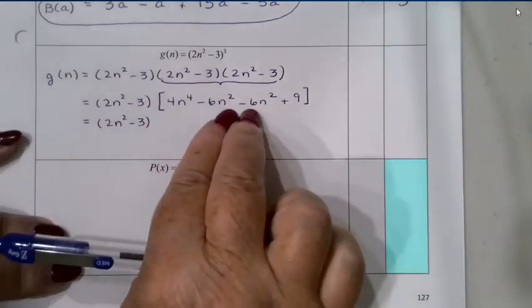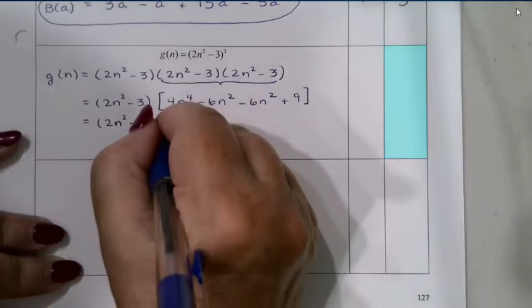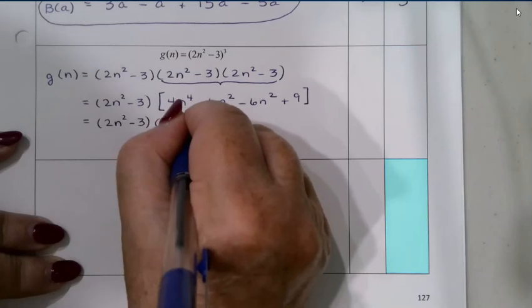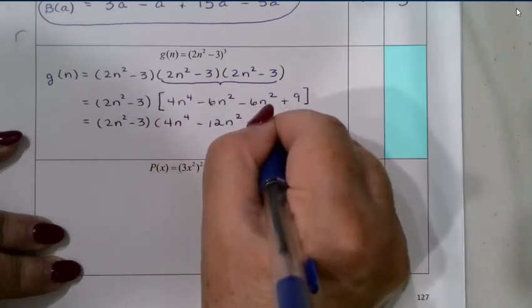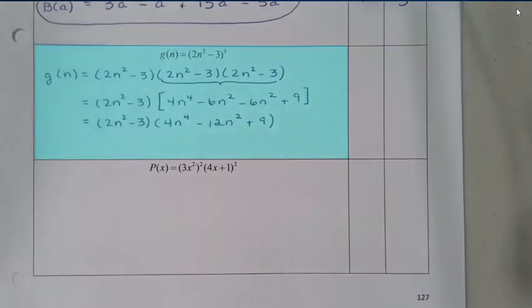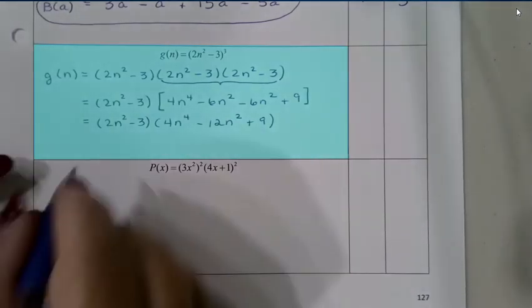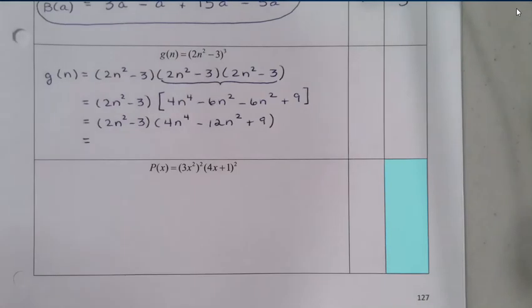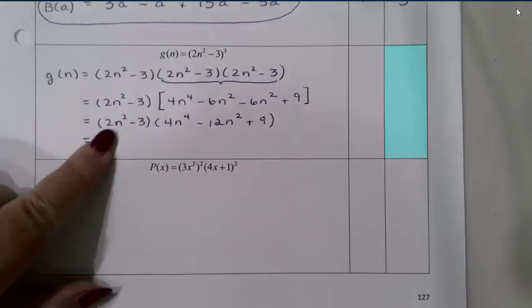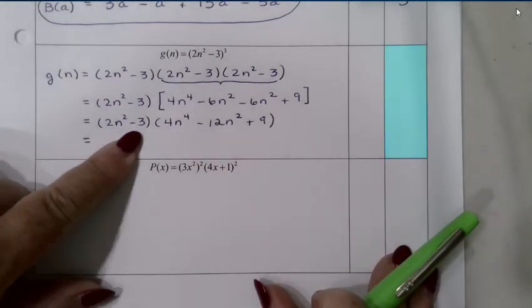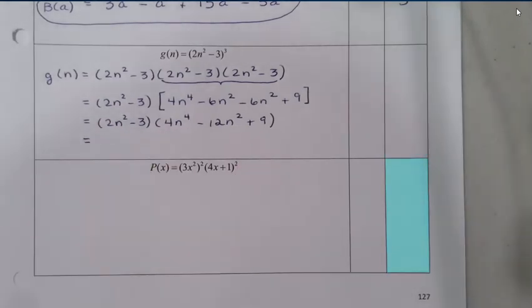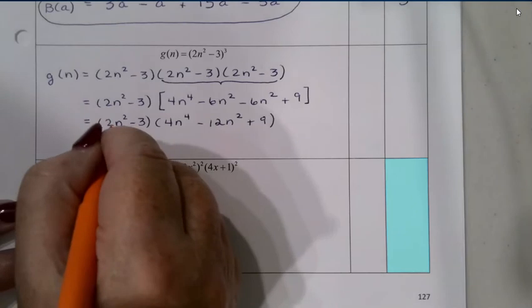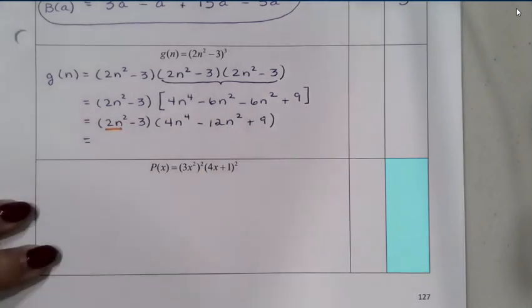And I can combine these 2 middle terms. So that's actually 4n to the 4th minus 12n squared plus 9. All right, I now have to distribute each term from this binomial through that whole trinomial. So I'm going to start with the 2n squared.